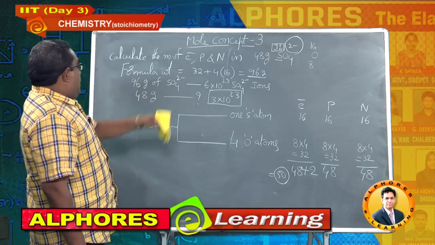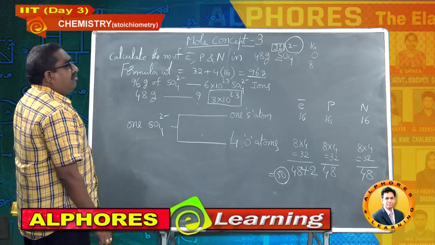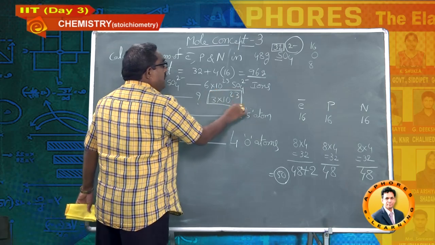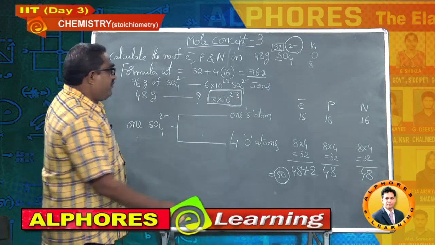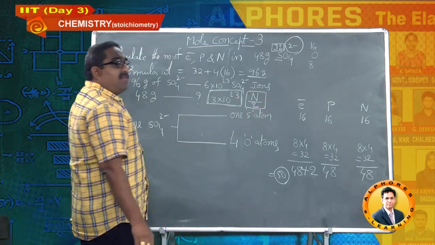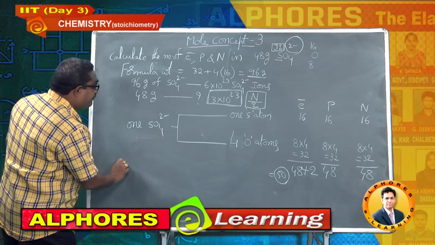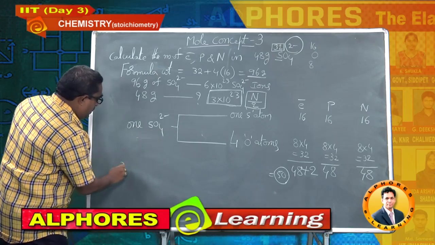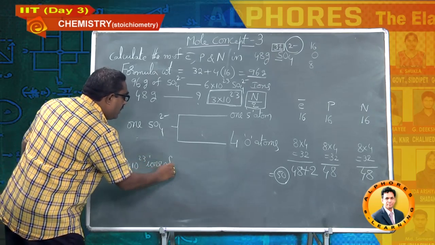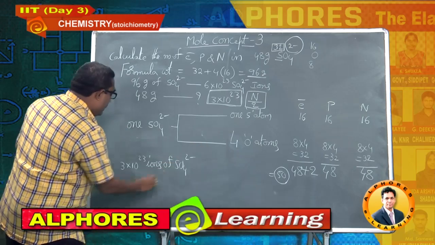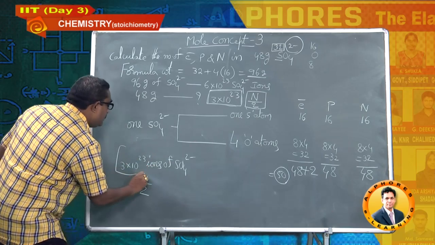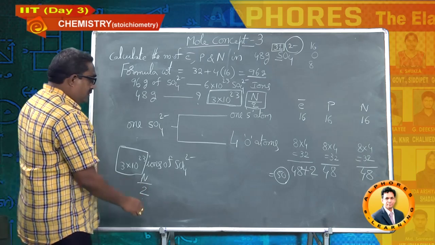Now how many such ions are there? We got it as 3 into 10 power 23 ions of sulfate. Simply we can write this as n by 2 number of ions. I am writing here, note it down clearly: 3 into 10 power 23 ions of sulfate, or simply you can also write n by 2 instead of this.